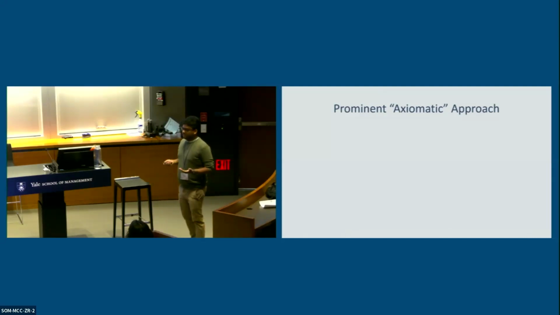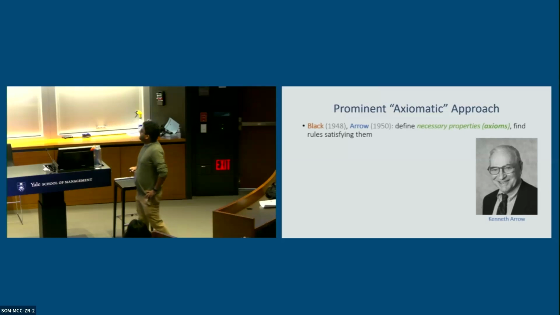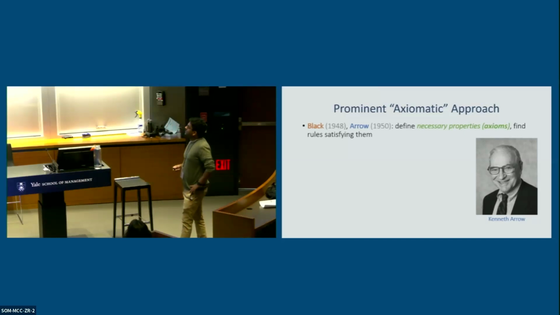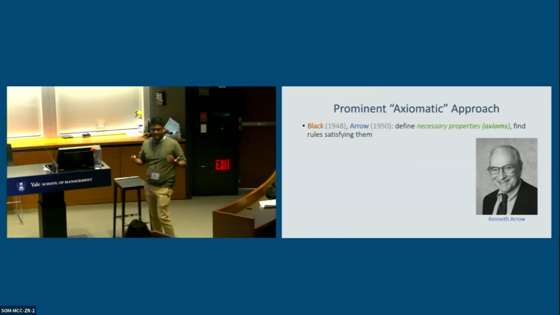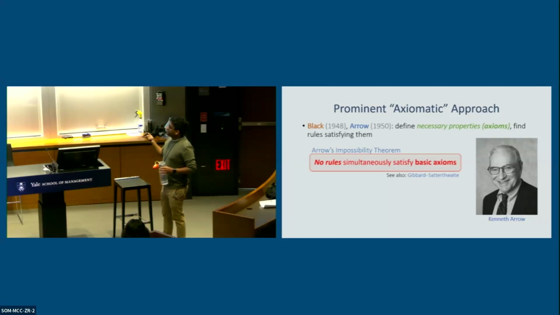But probably the framework for voting that you're most familiar with is something called the axiomatic approach. This was put forth by Duncan Black and Ken Arrow around 1950. Their idea was to define some necessary properties that any reasonable voting rule ought to satisfy, and then find voting rules that satisfy those properties. But as I suspect many of you know, Arrow ran into some problems with this approach. He was able to show that even with some very basic axioms, there are actually no voting rules that can simultaneously satisfy them. I should note a subtlety, which is that Arrow is interested in something slightly more general than single winner elections. And so the Gibbard-Satterthwaite theorem is the canonical impossibility result for our setting.